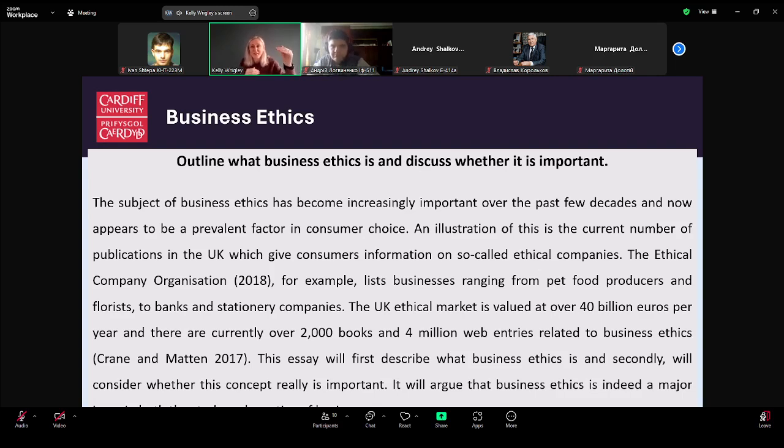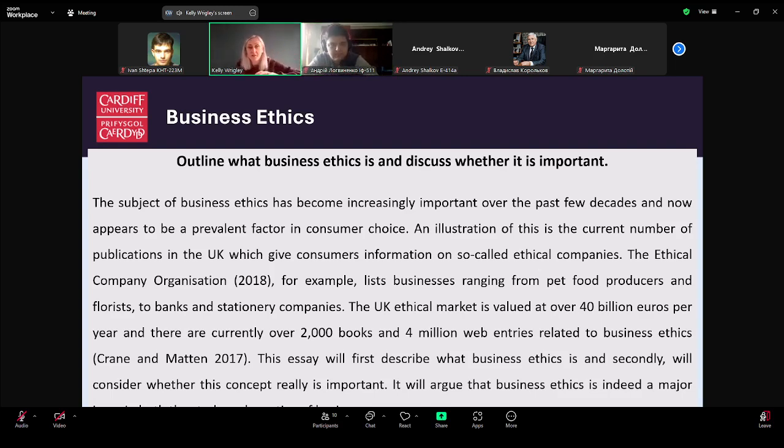Now, this is obviously an introduction to an essay. In an introduction, one of the most important parts is the thesis statement. Where do you find the thesis statement in this introduction? I think sentence number 2, an illustration of this is the current number of publications in the UK. This tells us that this theme is important.